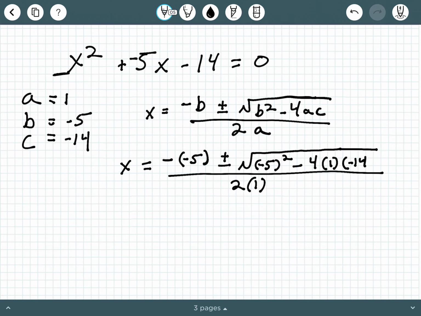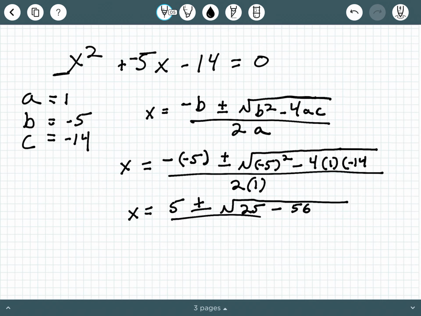So right away, my suggestion would be try to do all the simple math you can to make this look a little bit easier. So we'll see that x is equal to positive 5 plus or minus the square root. Well, negative 5 squared is positive 25 minus 4 times 1 times negative 14. Well, 4 times 1 is 4, times negative 14 is going to give us negative 56. So 25 minus 56 in our square root. That's all over 2 times 1, which is just 2.